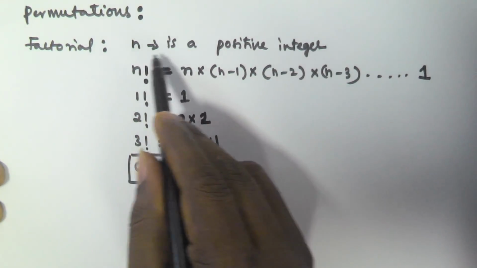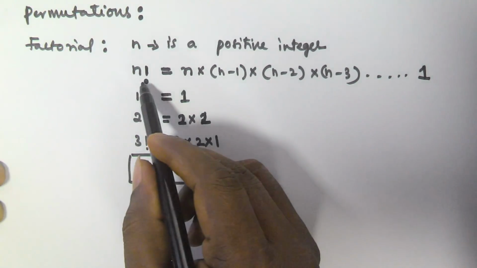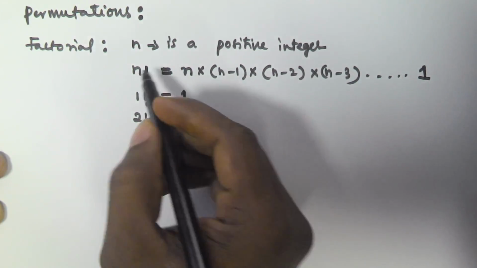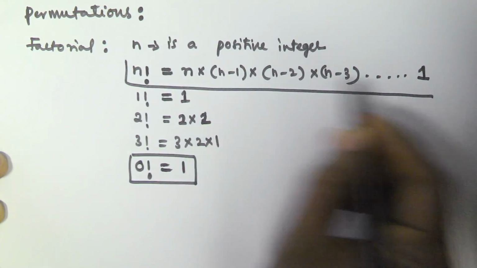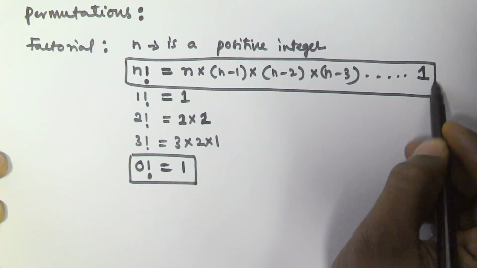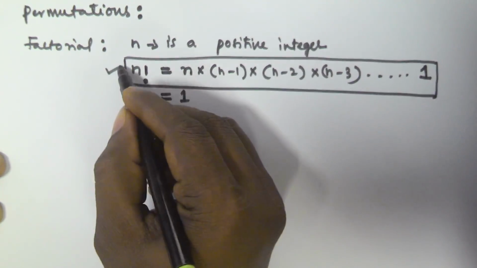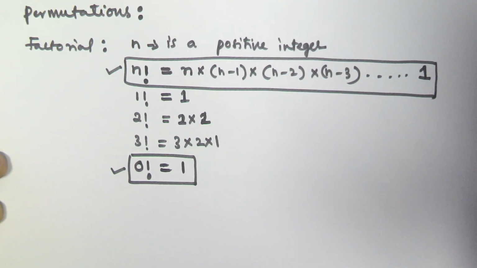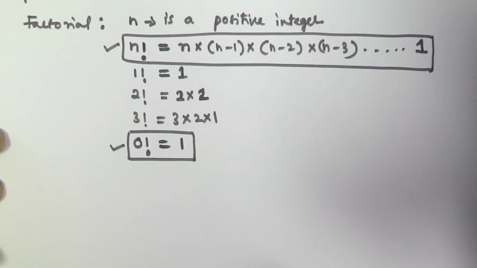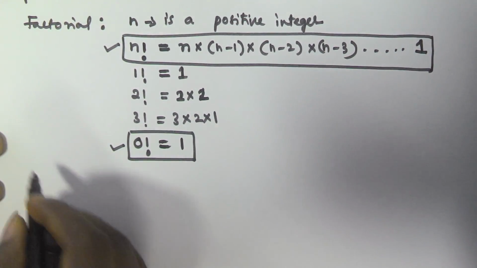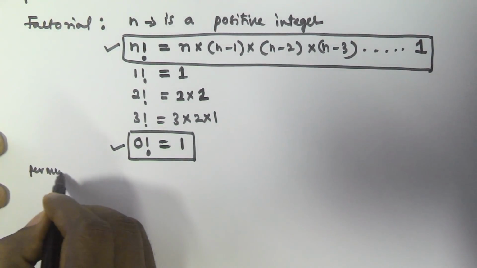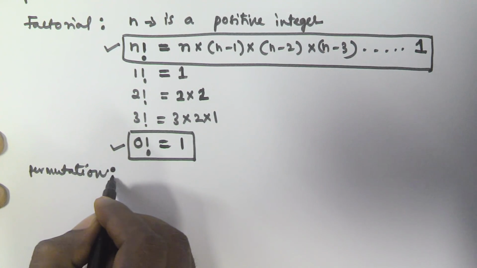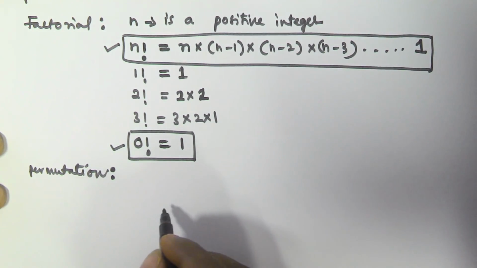So when n is a positive integer, n factorial is defined as n into n minus 1 into n minus 2 into n minus 3, and we multiply until we get 1. And the value of 0 factorial is 1. That is all about factorial. Now we'll see permutations. Most of the time we use permutations and arrangements interchangeably.